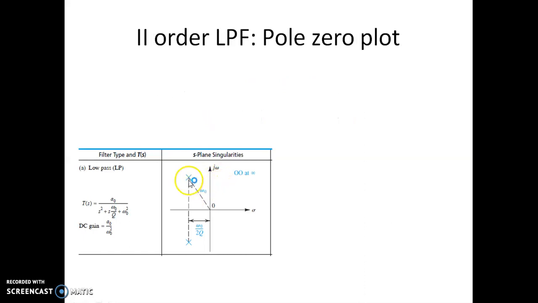You can see this is the pole position. We're going to have only the poles. You can see both the zeros are at infinity. The pole is located at omega naught by 2q as the real part. The imaginary part is again decided by q and omega naught.